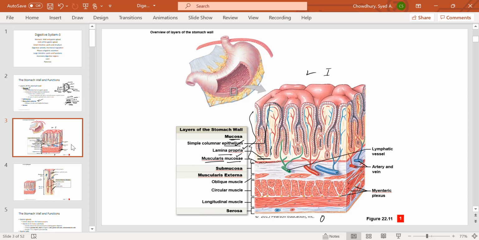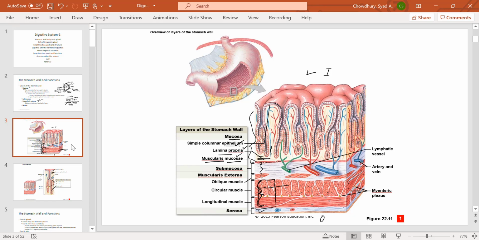And then this is the submucosa. This is muscularis externa, thick muscular layer, and this is the serosa. Now muscularis externa, you see here, this whole thick layer is the muscularis externa.